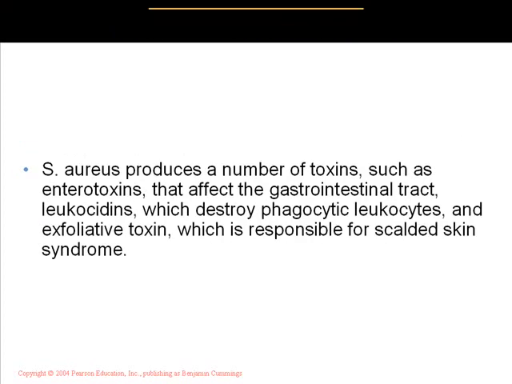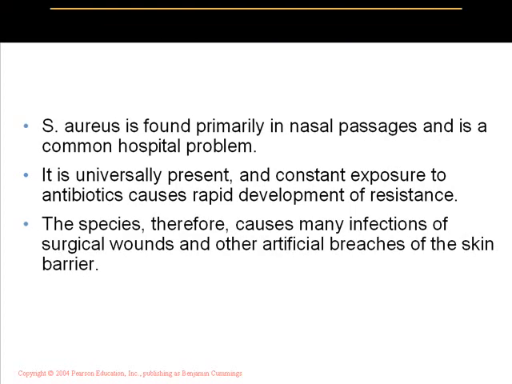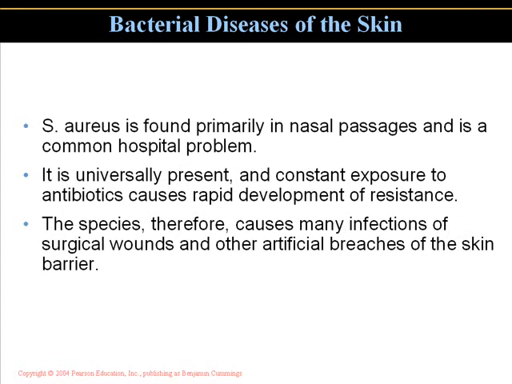this organism. Staph aureus produces a number of toxins, such as enterotoxins that affect the gastrointestinal tract, leukocidins, which destroy phagocytic leukocytes, and exfoliative toxins, which are responsible for the scalded skin syndrome. Staph aureus is found primarily in the nasal passages and is a common hospital problem.